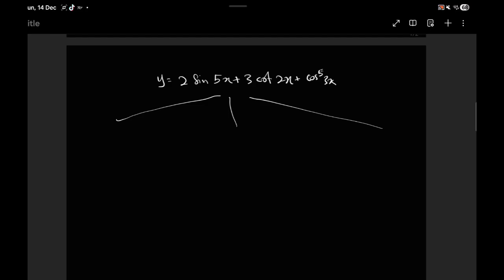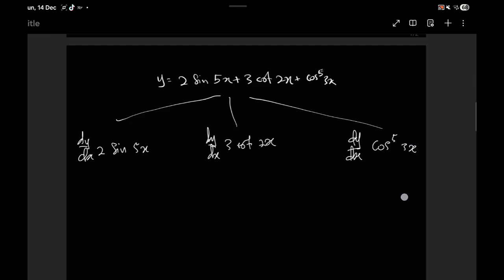The first one we need to differentiate is dy over dx of 2 sine 5x, and the second one is dy over dx of 3 cotangent 2x, and the third one is dy over dx of cos to the power of 5 3x. So let's differentiate one by one.